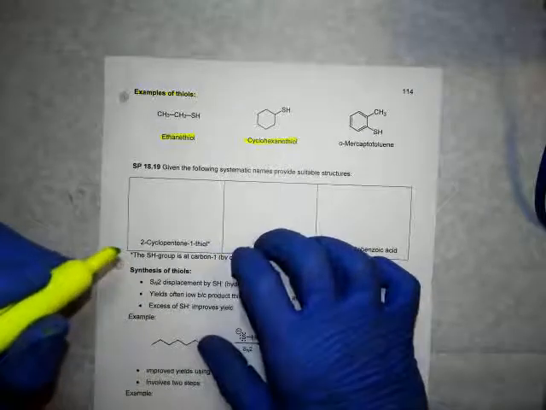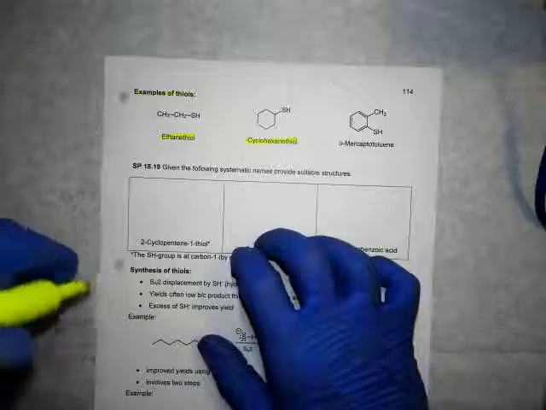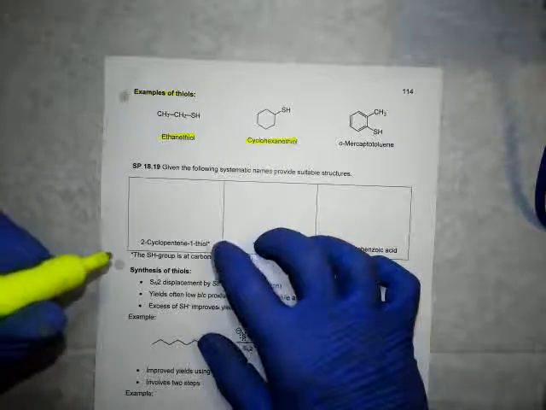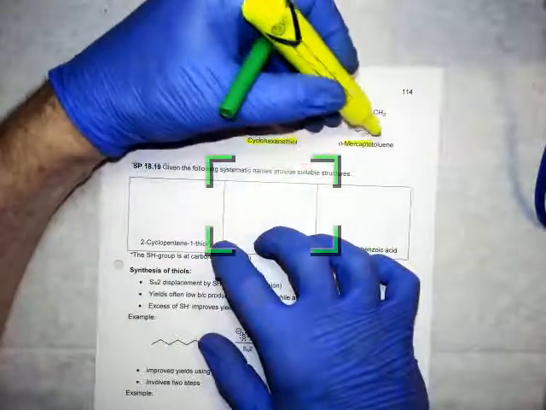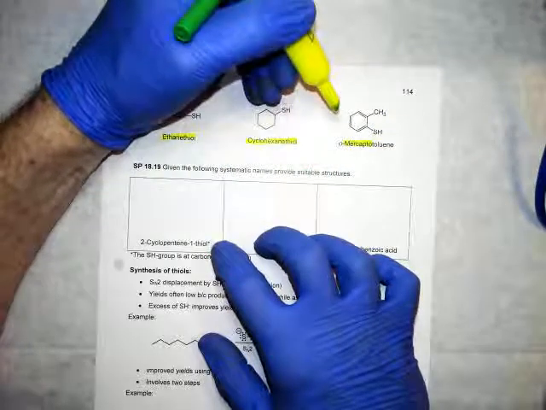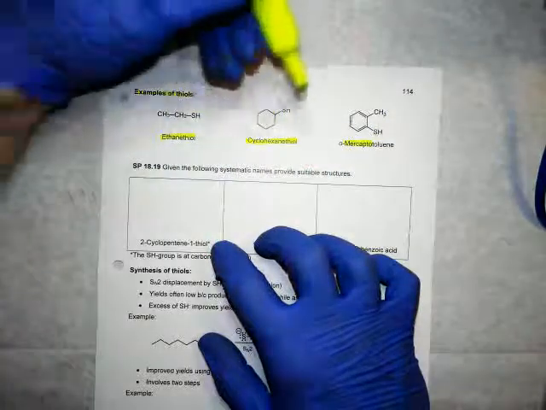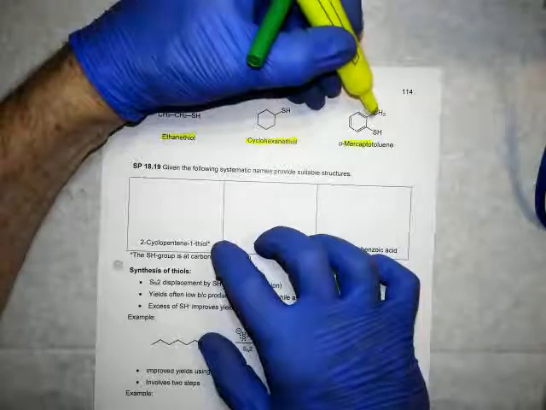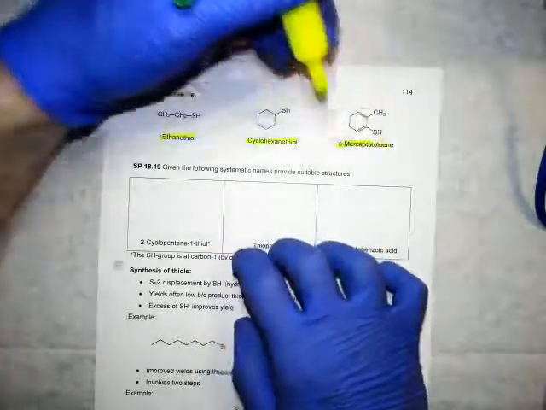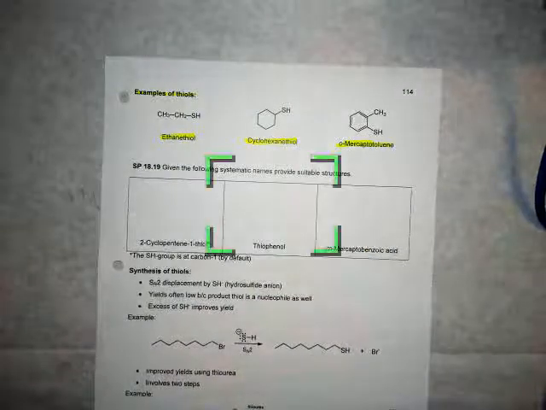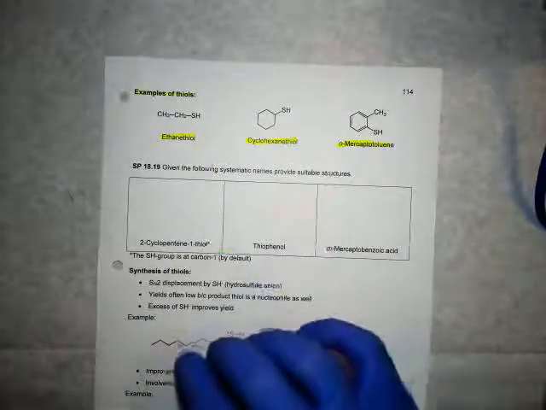However, if you have an SH group that's part of an aromatic ring, we call it mercapto. See, the SH is attached to the aromatic ring. You may remember what toluene was. Toluene is methylbenzene. So this would be orthomercaptotoluene. Pretty straightforward.